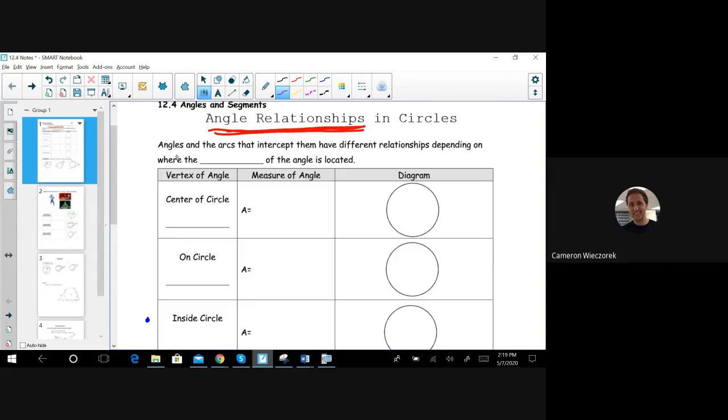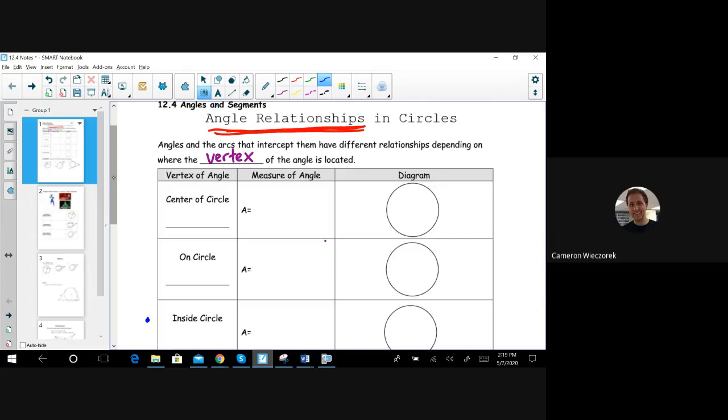So the first thing, angles and arcs that intercept these circles have different relationships depending on where the vertex of the angle is located. A lot of these diagrams get real funky. There's chords intersecting, there's tangents intersecting, and what can be confusing is how the heck am I supposed to find where are these angle measures, what are these arc measures? And it's really about the location of the vertex of the angle. Look for where the vertex is located.